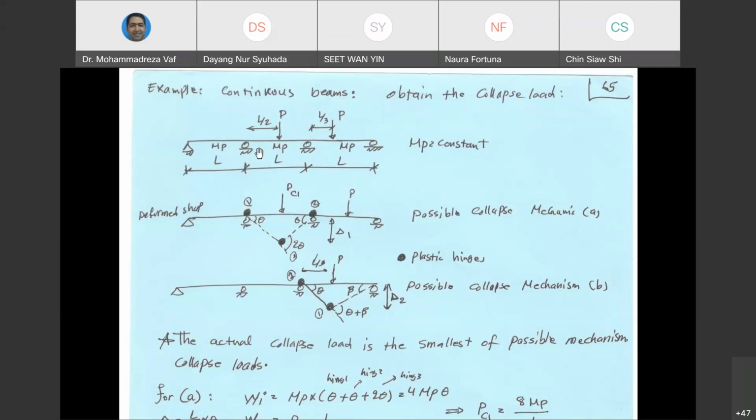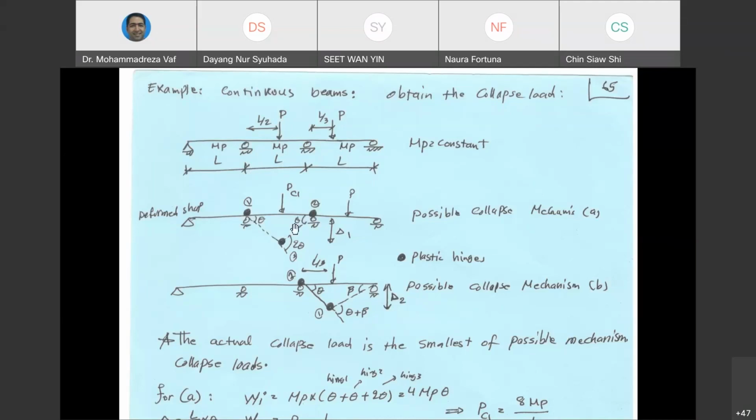So we are going to have 3 plastic hinges, one in the left support, another one in the right support, and another one right under the load. And these 3 locations are the locations that the bending moment is largest compared to the other places. So the deflected shape of the collapse is going to look like the one that you see on the screen.